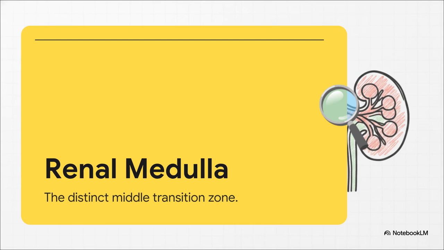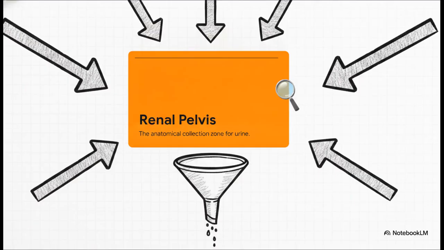Now moving inward, we hit this really distinct middle section. This is Region B, the renal medulla. It sits directly beneath the cortex and acts as this critical transition zone for all the fluid that's being processed. Following the downward flow, we reach Region C, the renal pelvis. You can think of this area like a giant anatomical funnel. This is the collection zone where the newly formed final urine actually starts its journey right out of the kidney entirely.